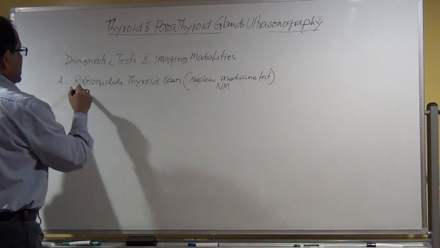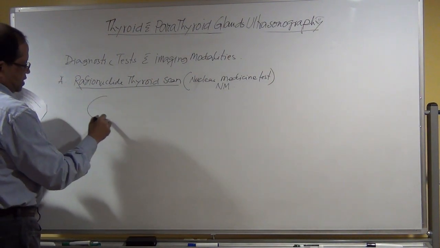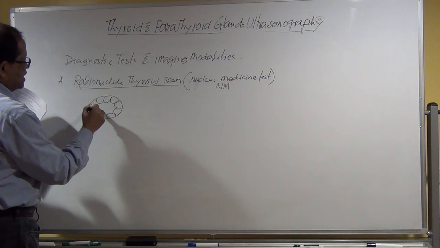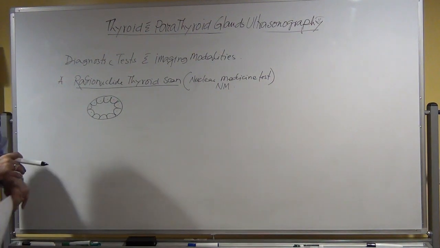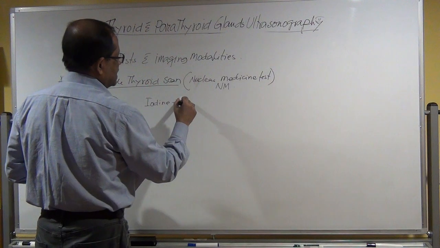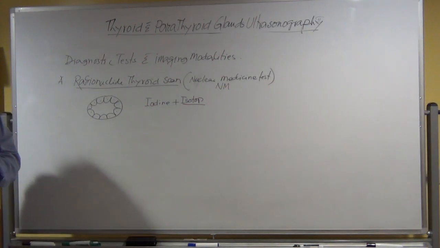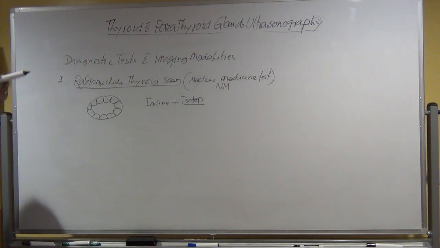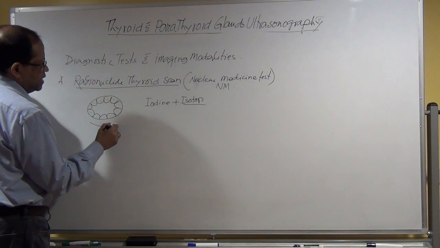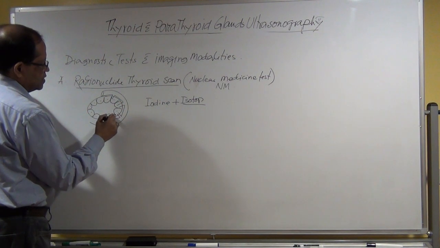Radionuclide thyroid scan. What do you mean by that? For example, the thyroid gland has follicles, and the follicles have cells. These follicular cells love iodine too much. And if iodine is added with an isotope, a charged particle, positive or negative charge, then when this iodine is in the blood, from the blood the iodine will go into the cells.